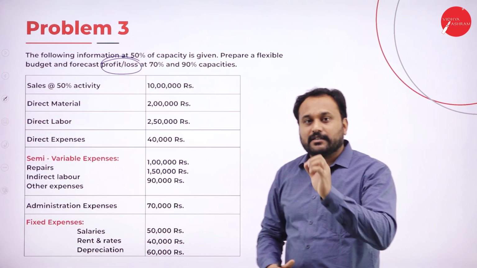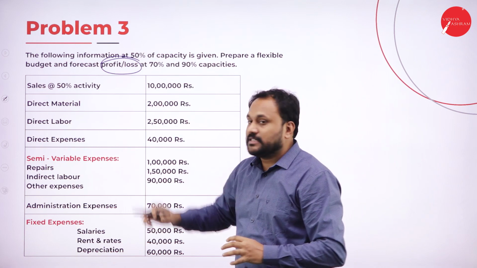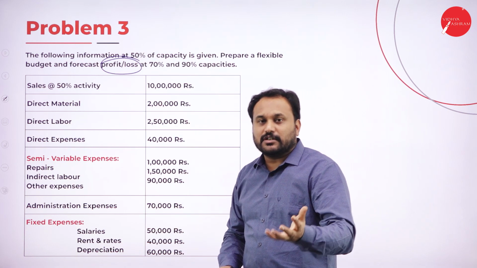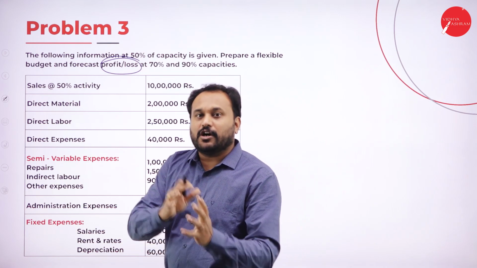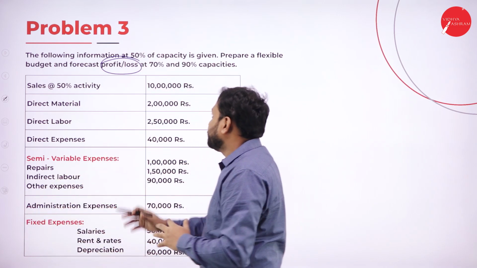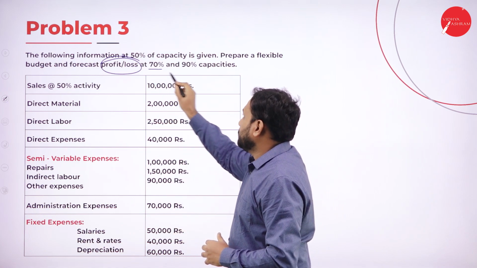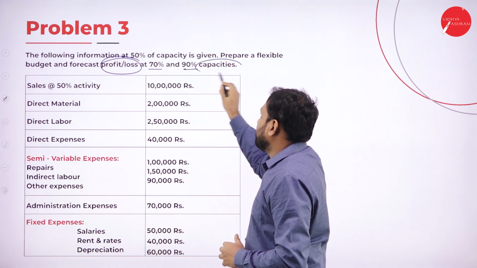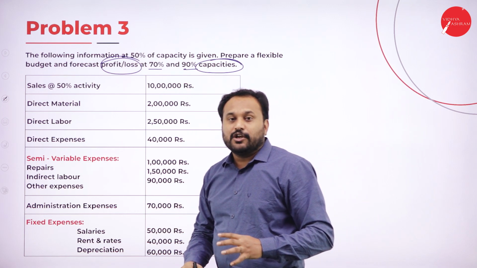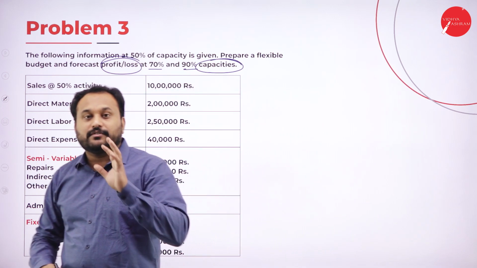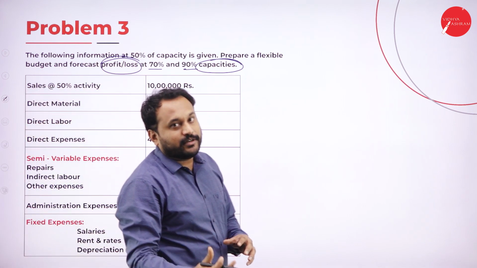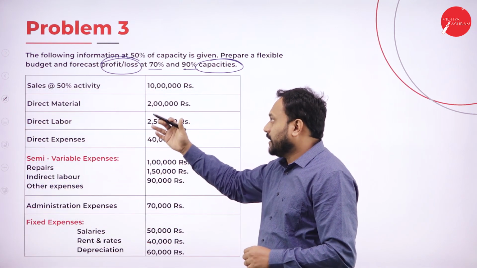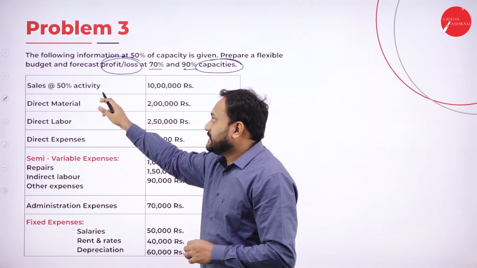Whenever you get a question like profit and loss, that means somewhere there will be a loss or somewhere there will be a profit. So we should calculate whether there is a profit or a loss in this problem. At 70% and 90% capacities, that means they're asking us to find out the profit for 70% and 90% if you manufacture in future. So here, sales at 50% activity.